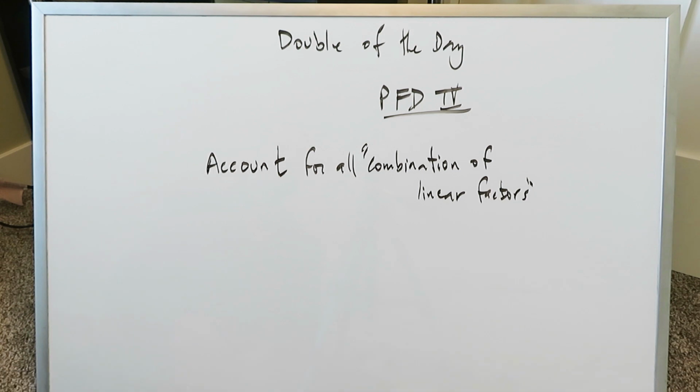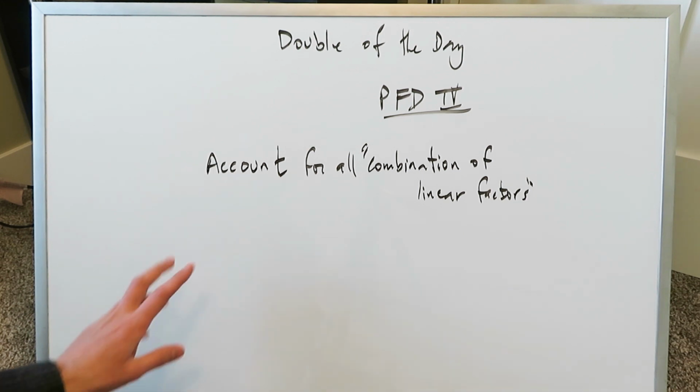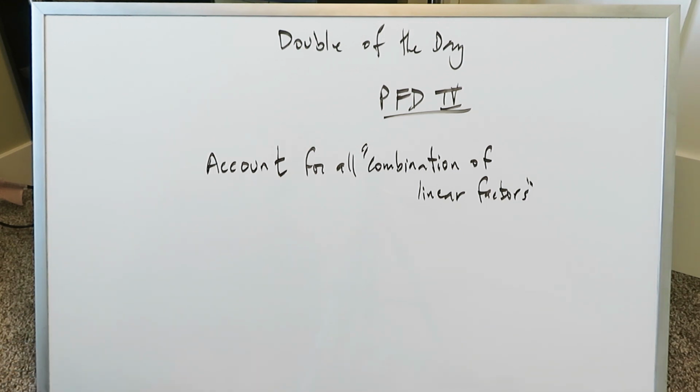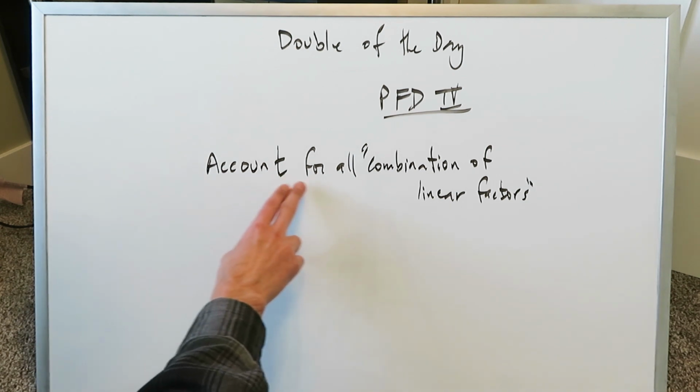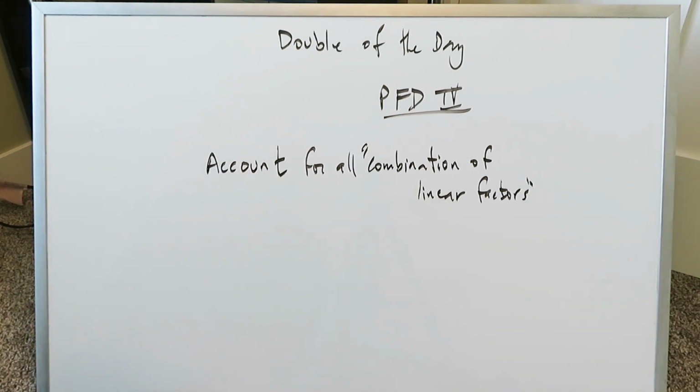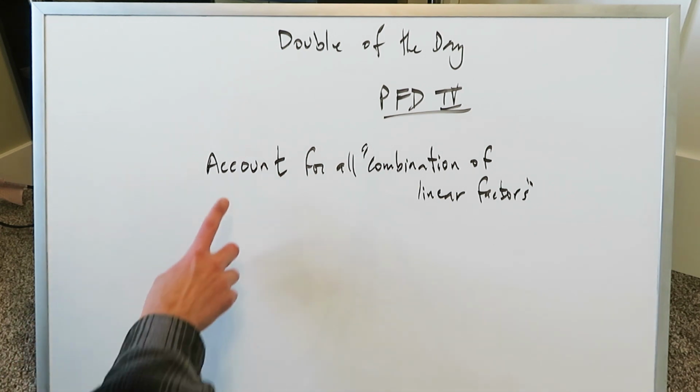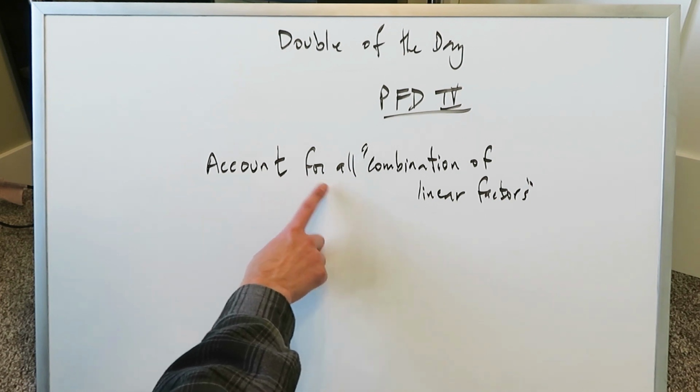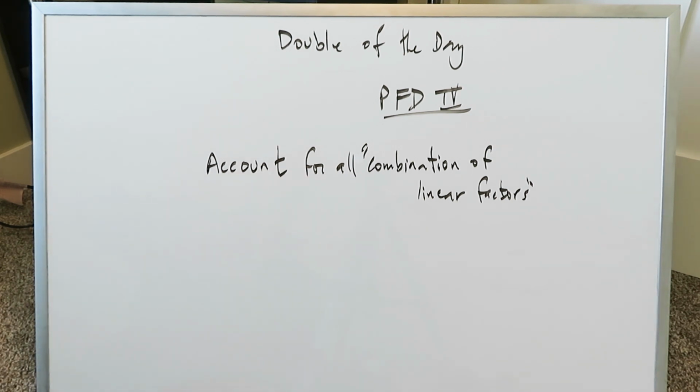We're looking here at more partial fraction decomposition, but now another complexity of these forms. Look right here: account for all combinations of linear factors. What does that mean? We've looked at the simple cases, we've looked at the non-reducible linear factors, and now we're looking at the fact that you have to account for all combinations of linear factors.